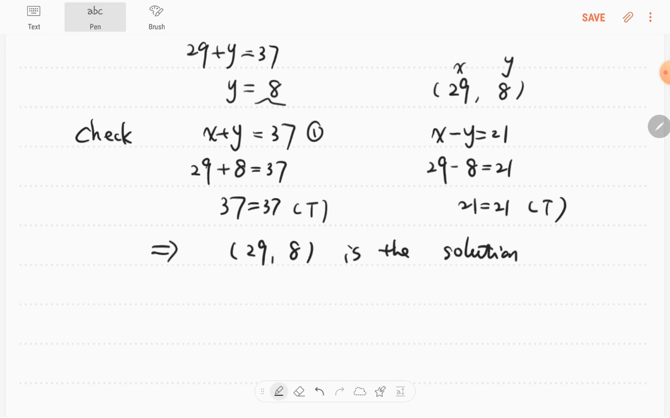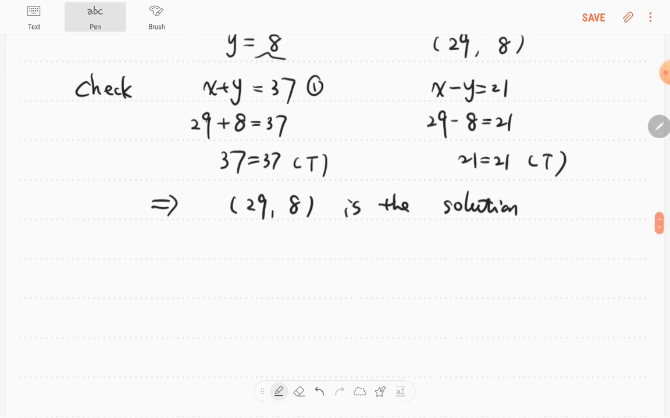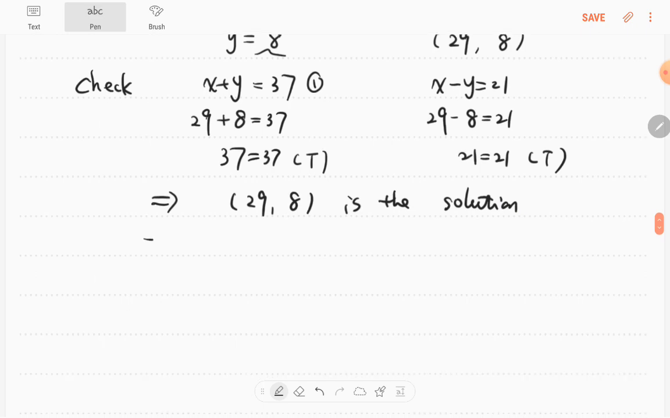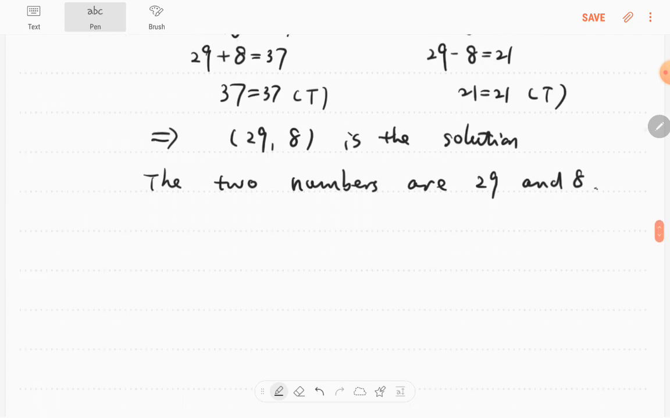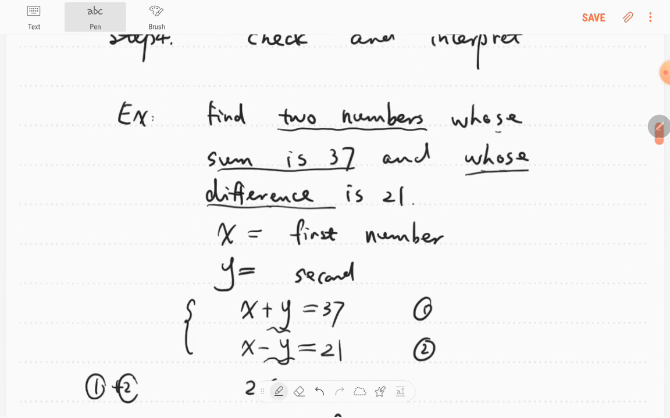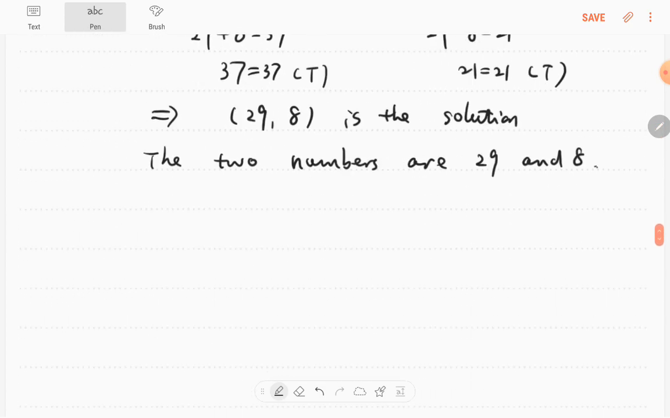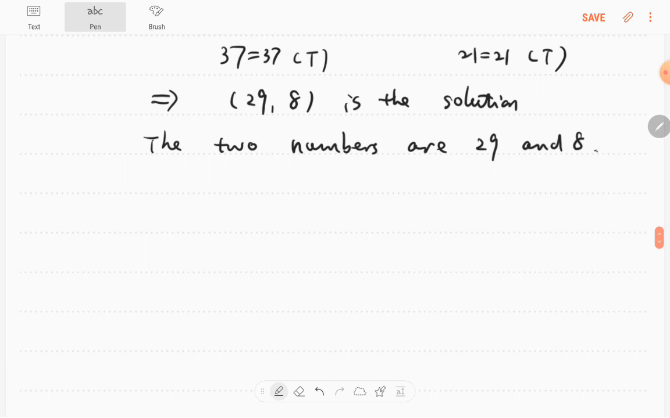But don't forget, this is a word problem. So we will say the two numbers are 29 and 8. Because we know one number we said is x, another number is y. So the two numbers are 29 and 8. So this is step 1 to step 4. How can we solve the word problem? Let's check another example.